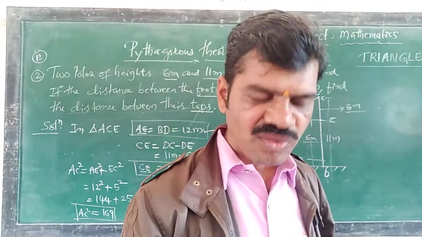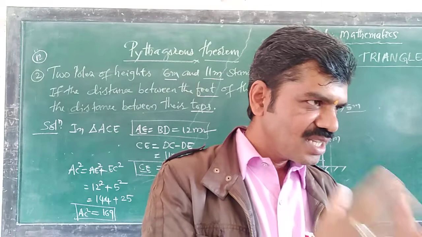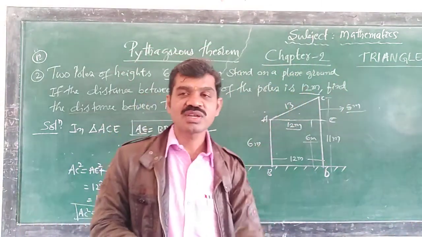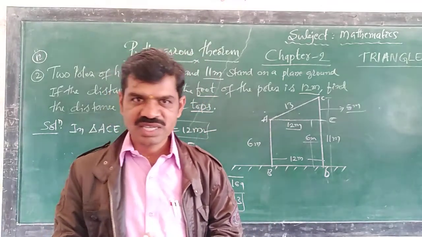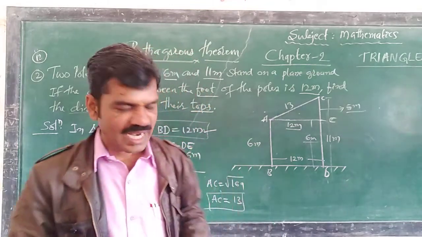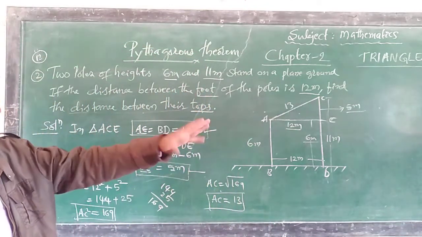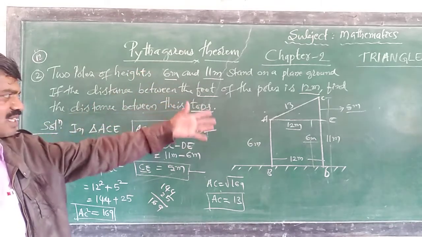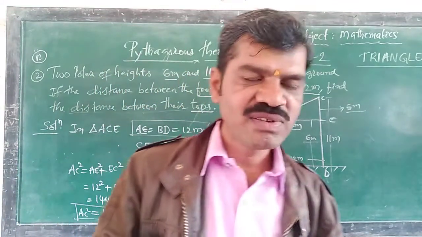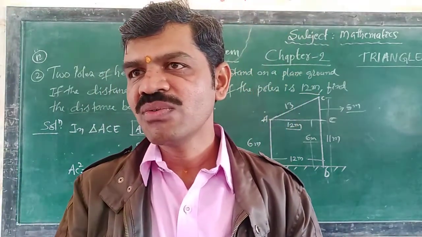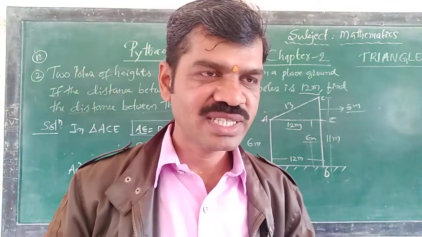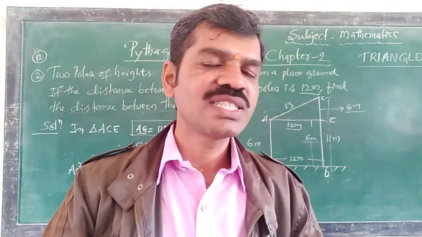This is how we need to understand the question first, and we need to analyze before writing the answer. If we analyze the question first, then it is very easy for us to find out the value of AC. So this is how we have solved the second problem, that is the 12th problem in exercise 2.6. Come on, let us see the third problem.